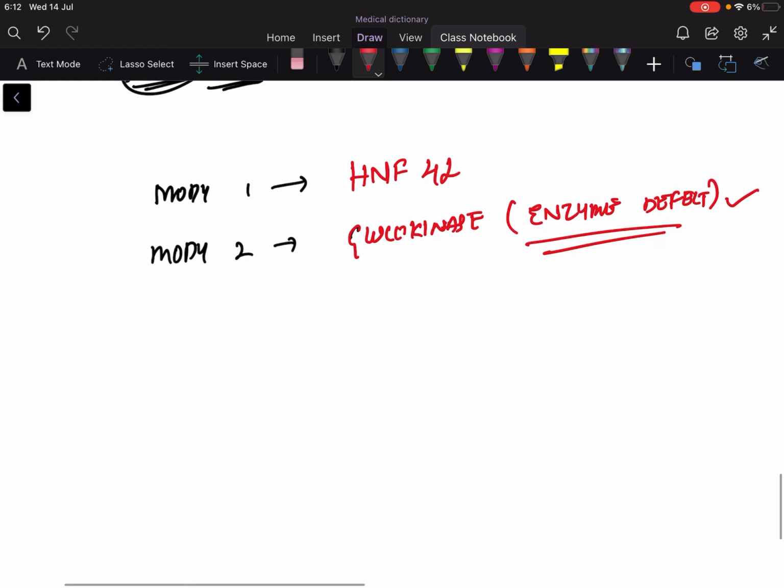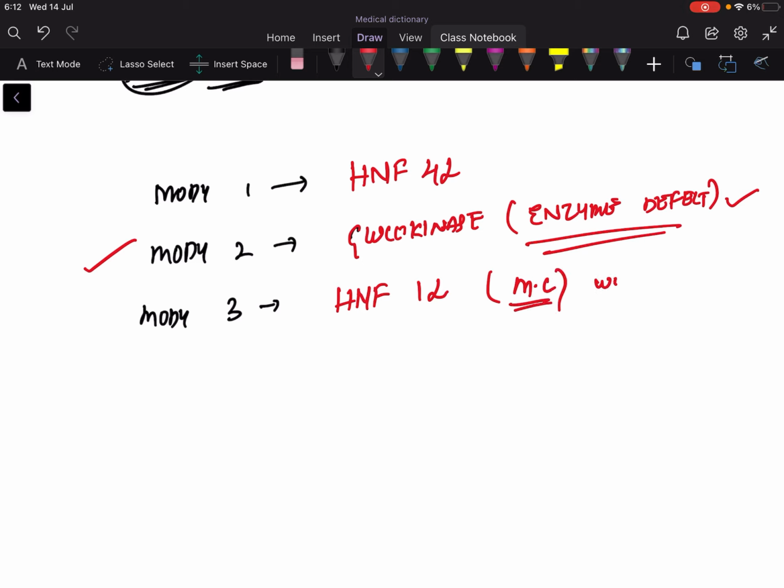So in the exam, if they ask which of the MODY is associated with enzyme defect, you can simply say it is MODY2. Next we will talk about MODY3. So what is the defect here? It is hepatocyte nuclear factor 1 alpha, right? This is the most common in the entire world. So MODY type 3 is the most common type of diabetes in the entire world.